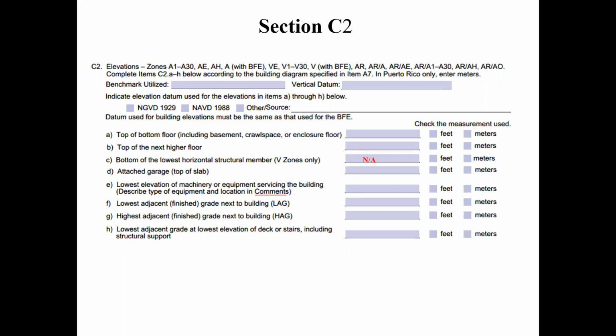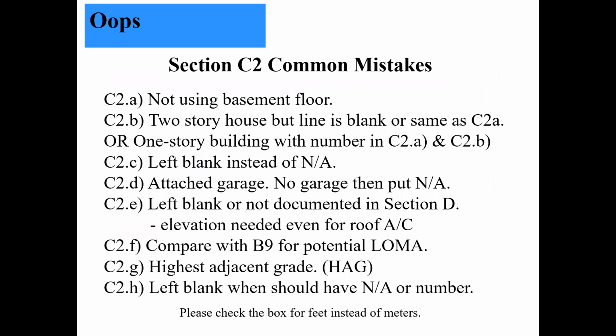And anything else that doesn't apply to A through H should also be marked NA. Like if there's no garage or no higher floor, it should be marked NA. And again, we should compare this to A7 and make sure that it lines up and they make sense. And we have had discrepancies because sometimes it's a complicated building with mixed foundation types. So we just want to clarify that and have all of that documented in section D.